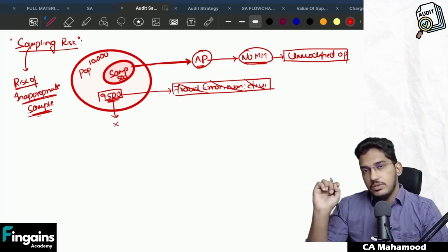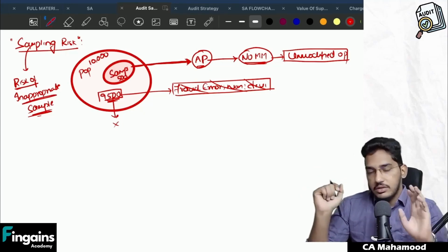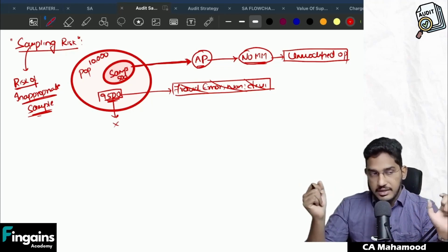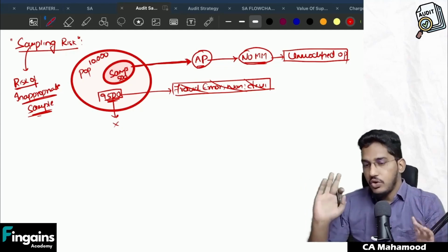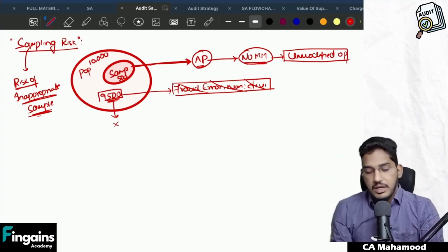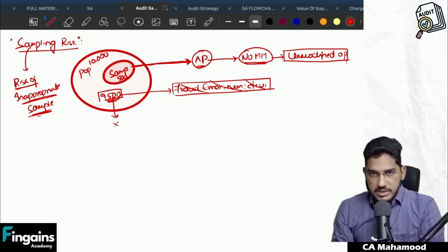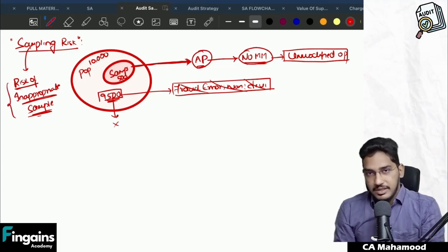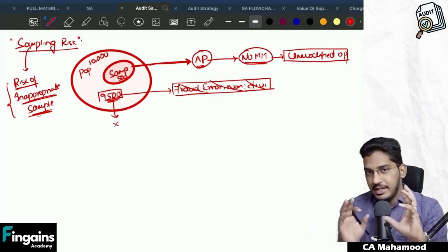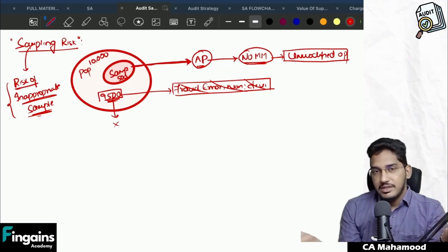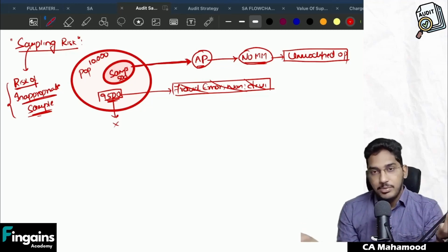But as we all know, standards don't like easy definitions. They have given one complex definition for sampling risk. But I can assure you one thing, even after we put in the effort to understand that complex definition, we will automatically come to this conclusion only. Even after analyzing the entire definition given in the standard, by the end of the day you will say, that is nothing but simply selecting an inappropriate sample.